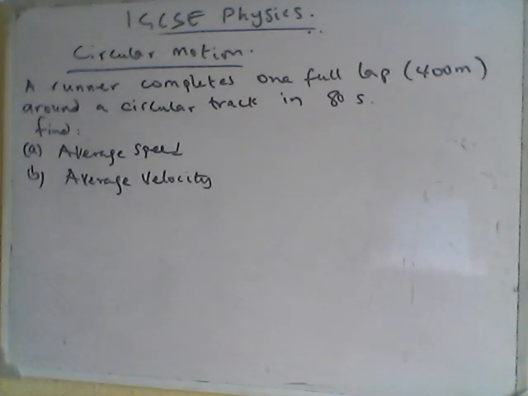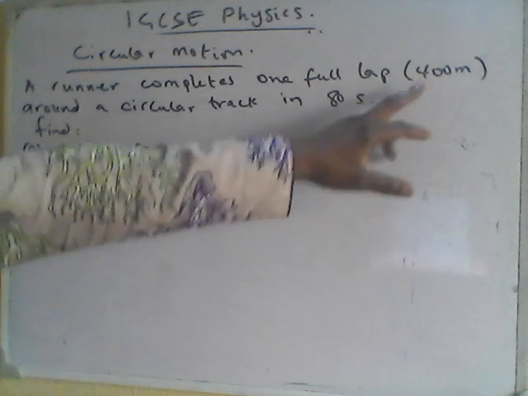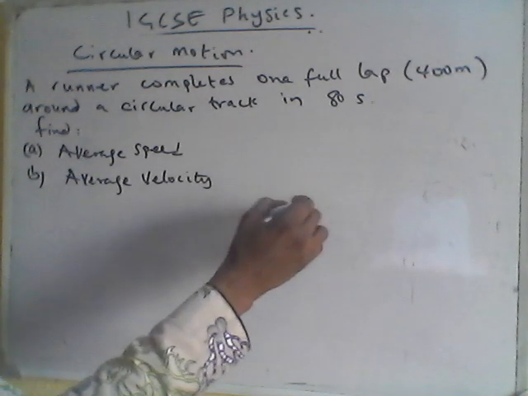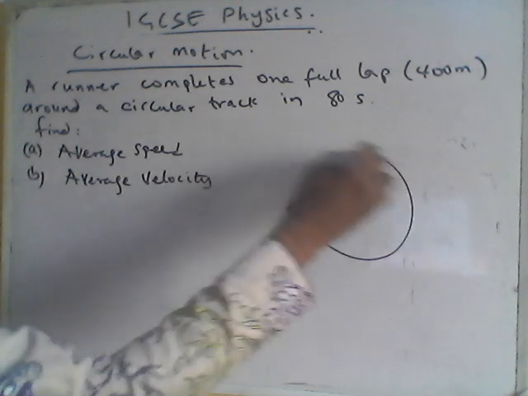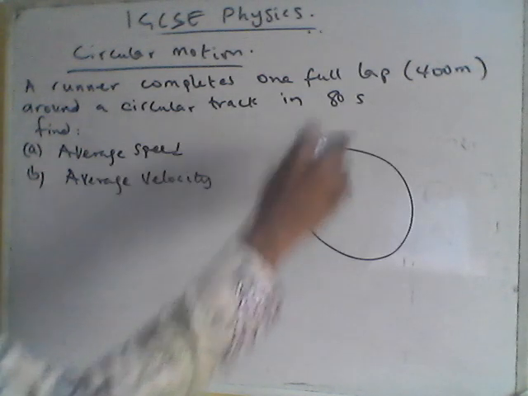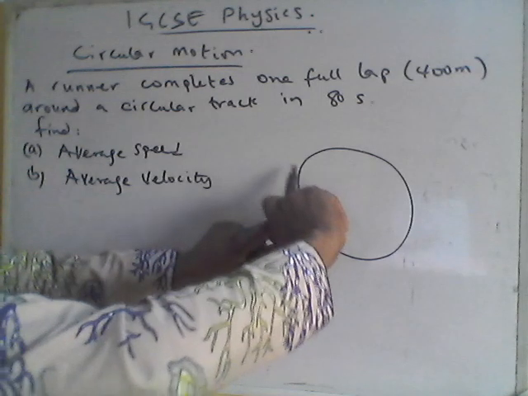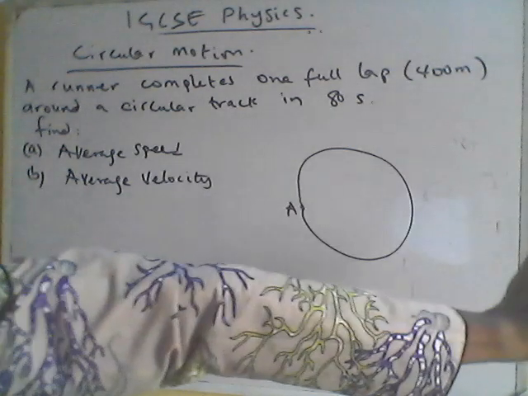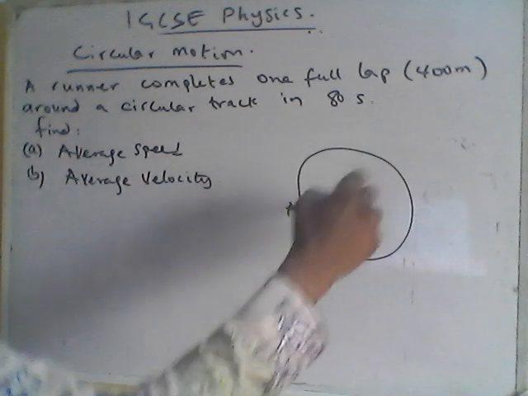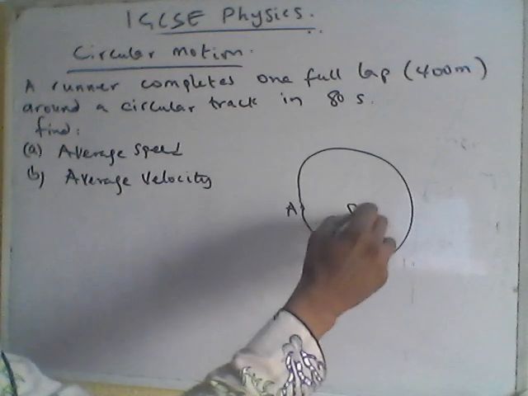Okay, so we're going to apply what we have learned to circular motion. Again, just apply the concept of average speed and average velocity. A runner completes one full lap, 400 meters, around a circular track in 80 seconds. So it starts from here, point A, and runs round and ends here. If I pull out this circumference into a straight line, it's a 400 meter distance, and he did that in 80 seconds.